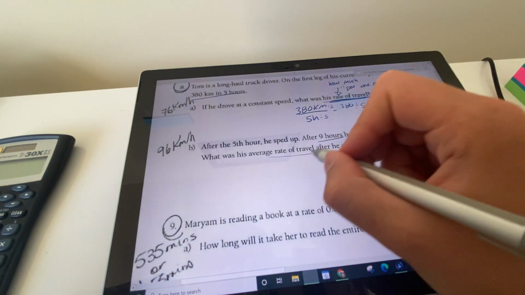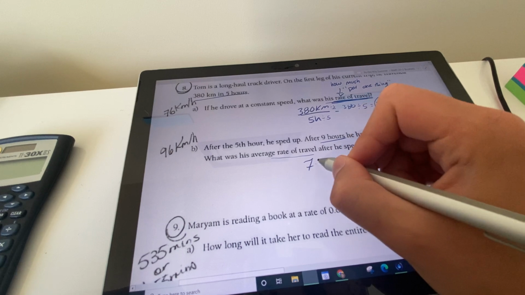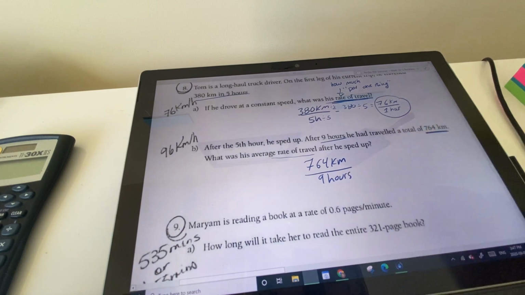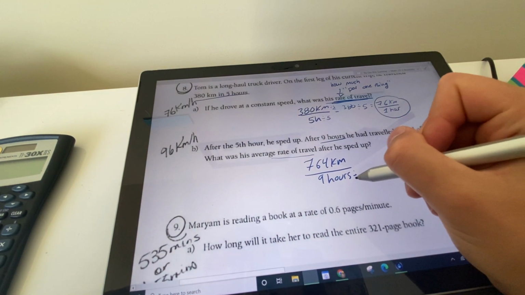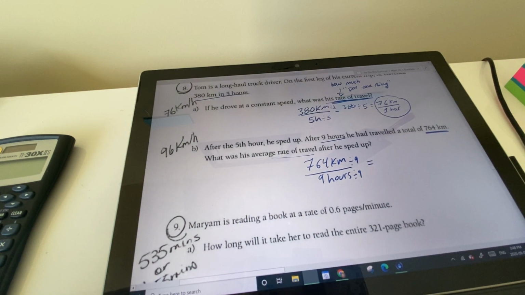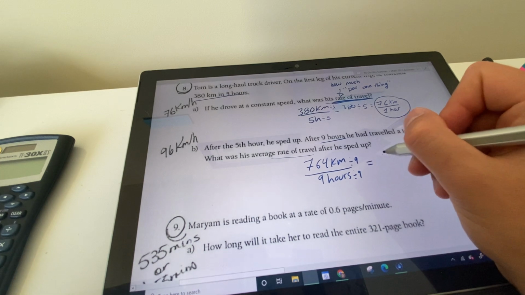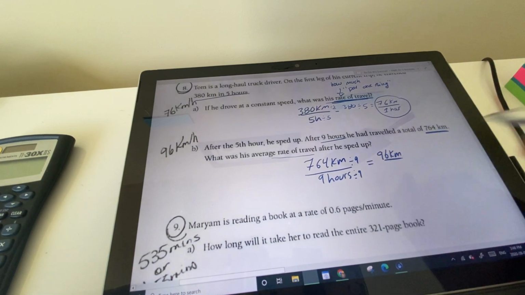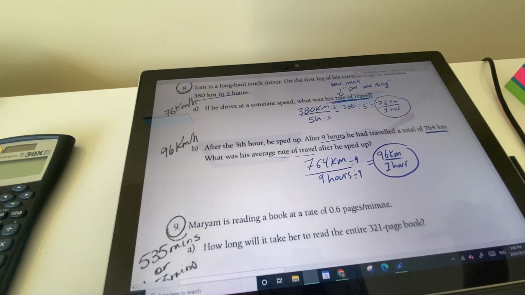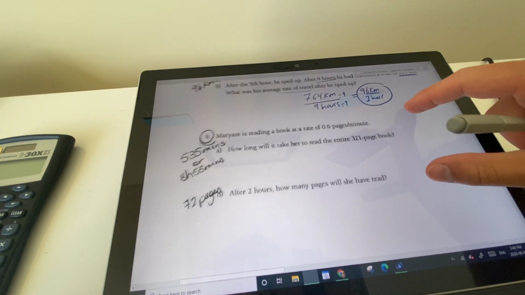So here, we will do 764 kilometers divided by 9 hours. And remember, whenever we're finding the rate of something, we want that bottom number to be 1. So I'm going to divide this by 9 and divide this by 9. 764 divided by 9 gives me 96 kilometers. 9 divided by 9 gives me 1 hour. So there's my rate. Every hour he travels 96 kilometers. Okay.